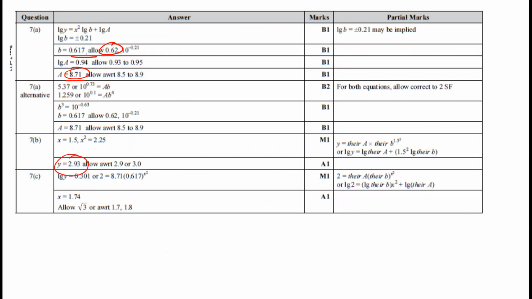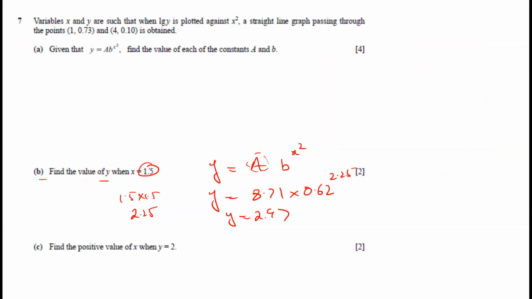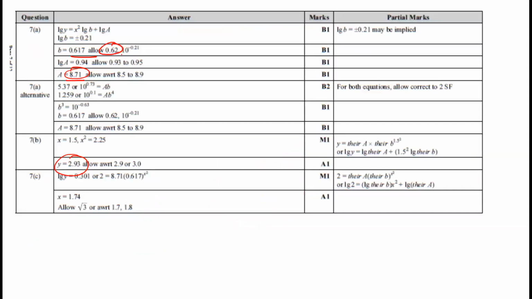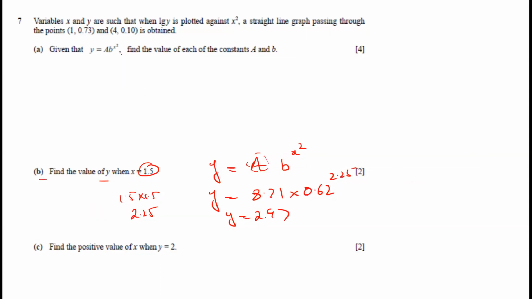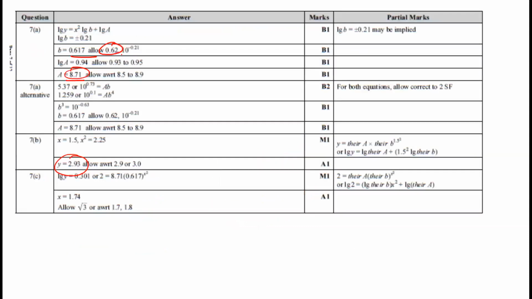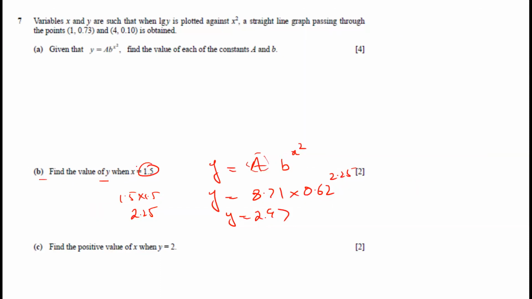So there must be a mistake. So a is 8.71 and b is 0.62. So 1.5 into 1.5 is 2.25. So 0.62 raised to the power 2.25 is 0.34 multiplied by 8.71. We get 2.97. So the approximate answer would be 2.97. It will range between 2.9 and 3. So 2.97 is correct.